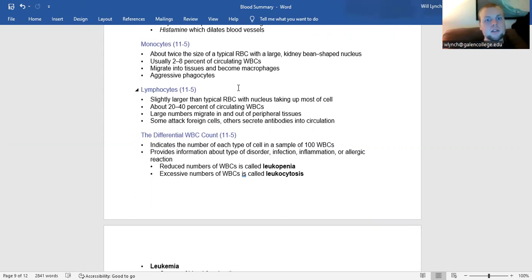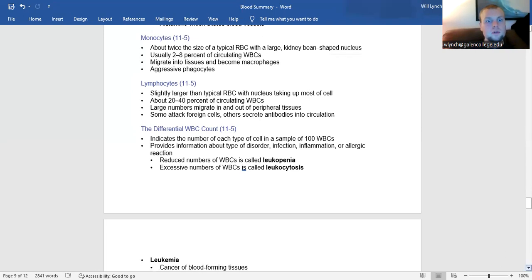They're going to be the closest to a red blood cell in size. So they're pretty close to a red blood cell as far as their actual size is concerned. And the nucleus is going to take up pretty much all of the cell. They're going to be able to attack foreign cells in the case of the T cells, and they're able to target foreign cells with antibodies in the case of B cells.